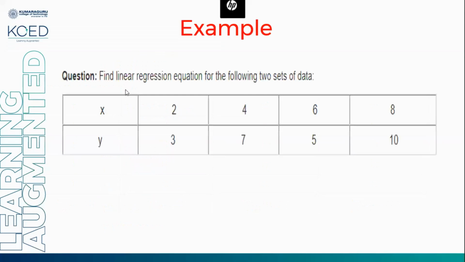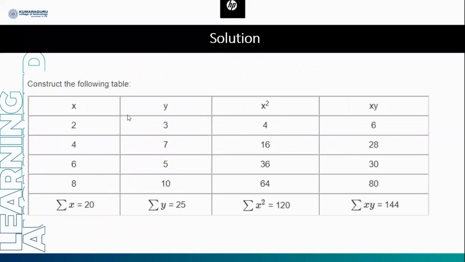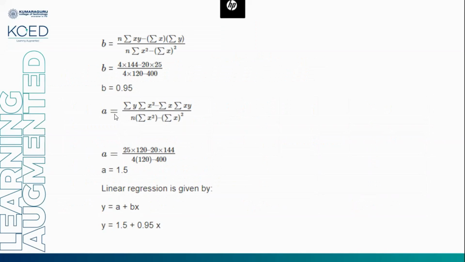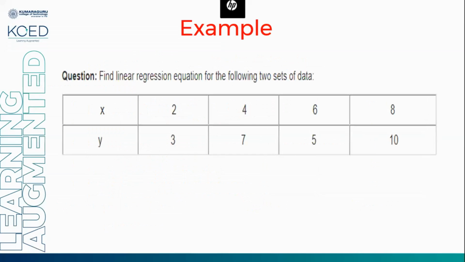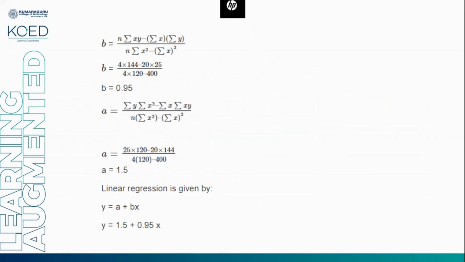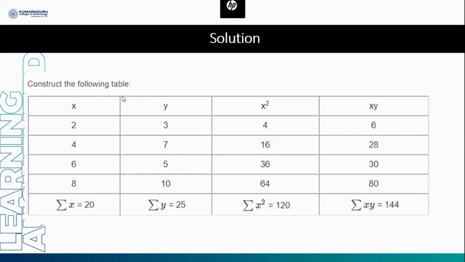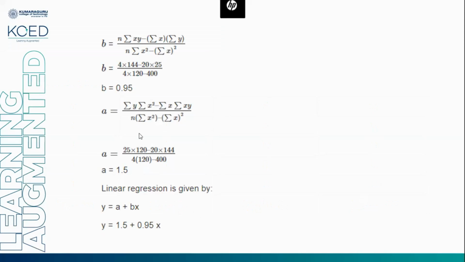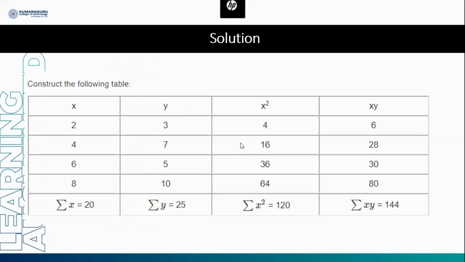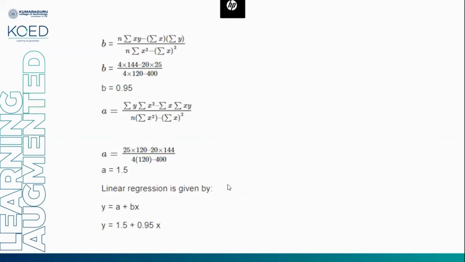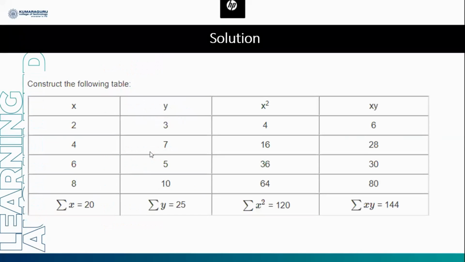So b represents the slope. Next, we have to calculate the a value. The formula for calculating a, where a is the intercept. Sorry, a is the intercept value we have to calculate. Summation of y, so what is summation of y? Summation of y equal to 25. So substitute it. Summation of x square equal to 120. You will substitute here, minus.